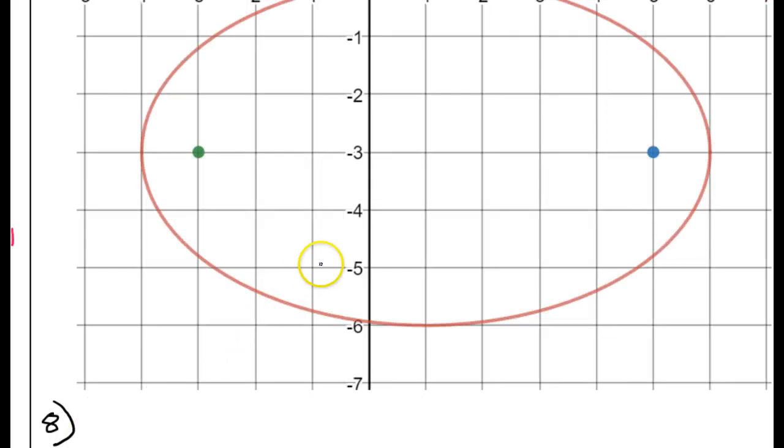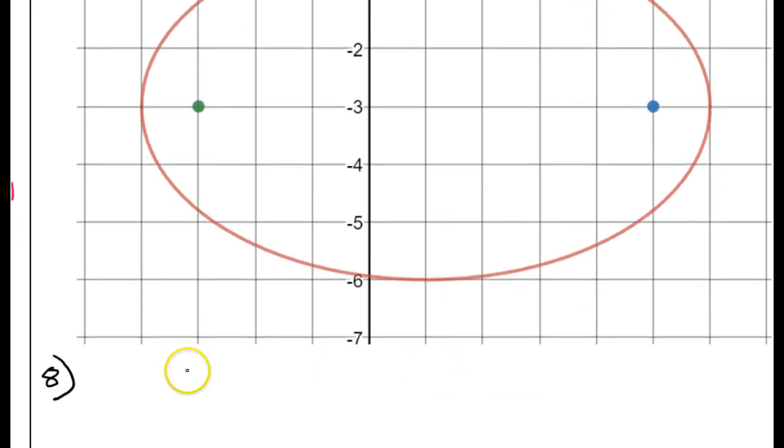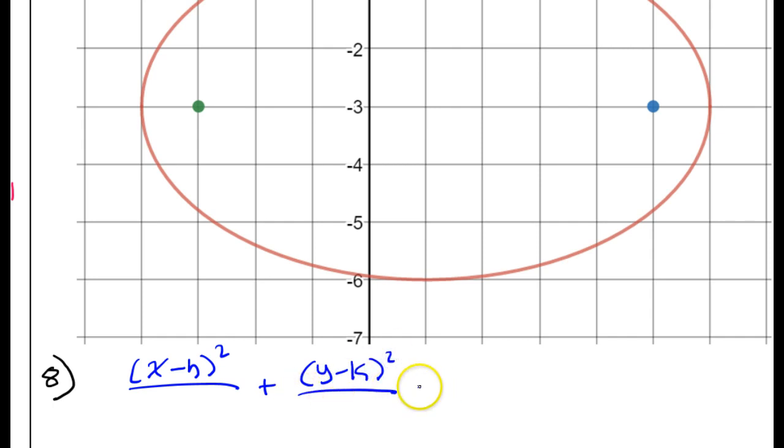All right, for number 8, we are asked to find the standard form equation of this ellipse. Now, the shape of an ellipse equation is like this. X minus h squared over something plus y minus k squared over something is equal to 1. I will talk about the denominators in a moment.